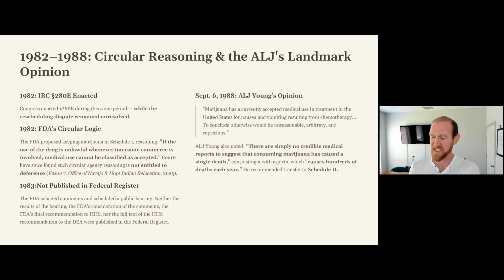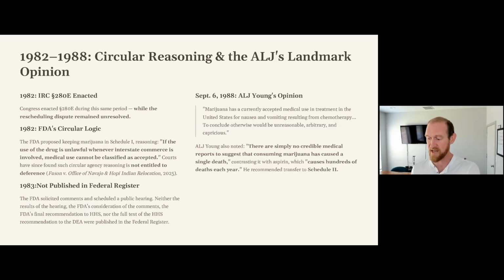September 6, 1988, pursuant to the court's decision in the third NORML court case, the DEA's administrative law judge, the ALJ, Francis L. Young, issued an opinion. This is what he says: marijuana has a currently accepted medical use in treatment in the United States for nausea and vomiting resulting from chemotherapy treatment in some cancer patients. To conclude otherwise on this record would be unreasonable, arbitrary, and capricious, which I love that, arbitrary and capricious.